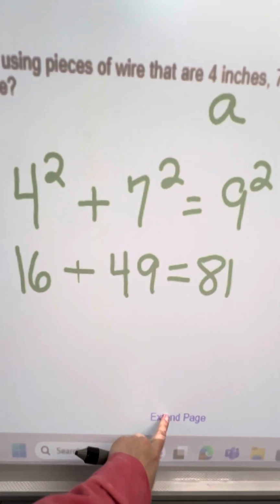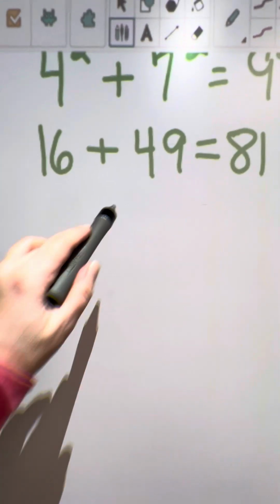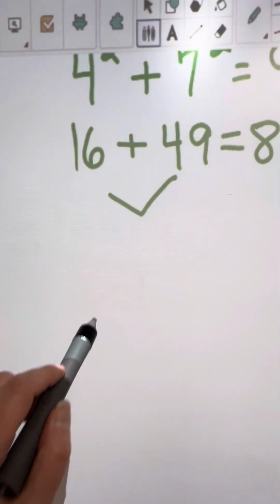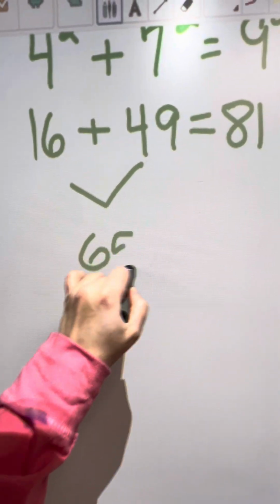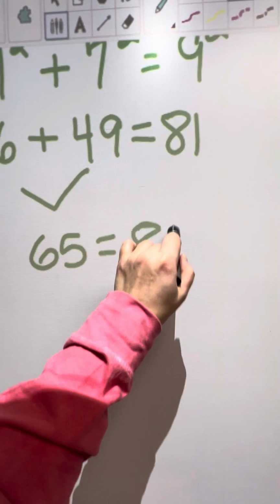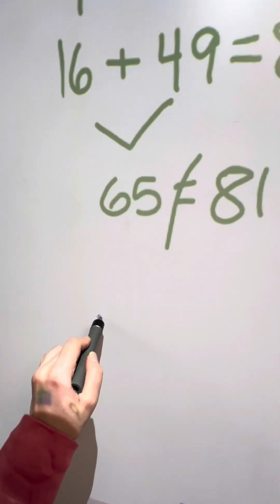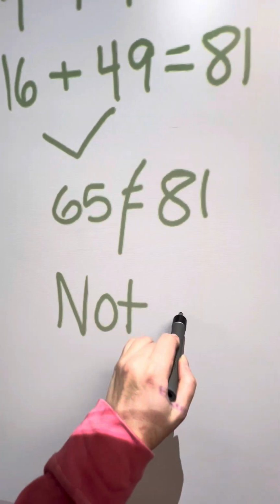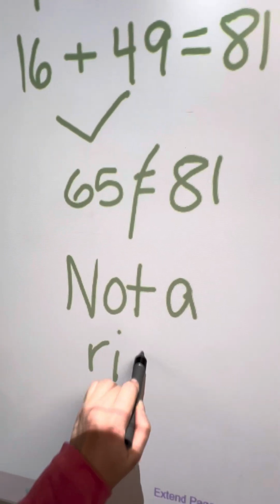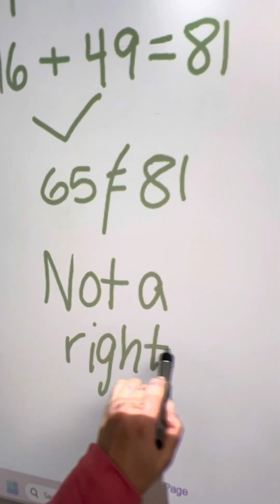Now I'm just going to add my two numbers together. When I add those two together, I end up with 65. So I look at it and I say, is 65 equal to 81? The answer is no, it is not. So therefore, this is not a right triangle. And that's how you do the converse of the Pythagorean theorem.